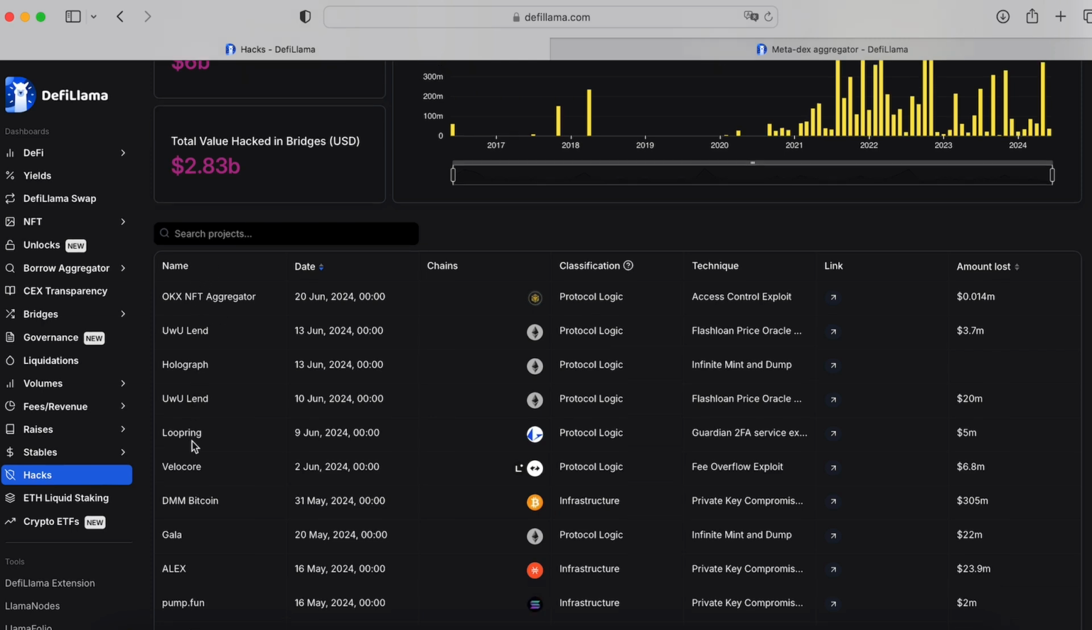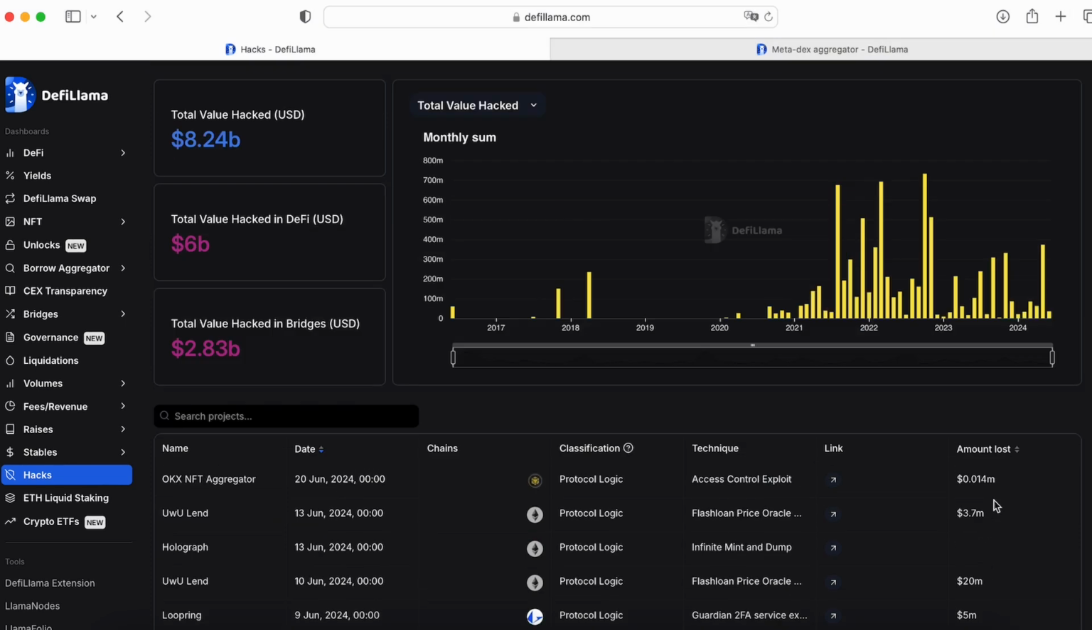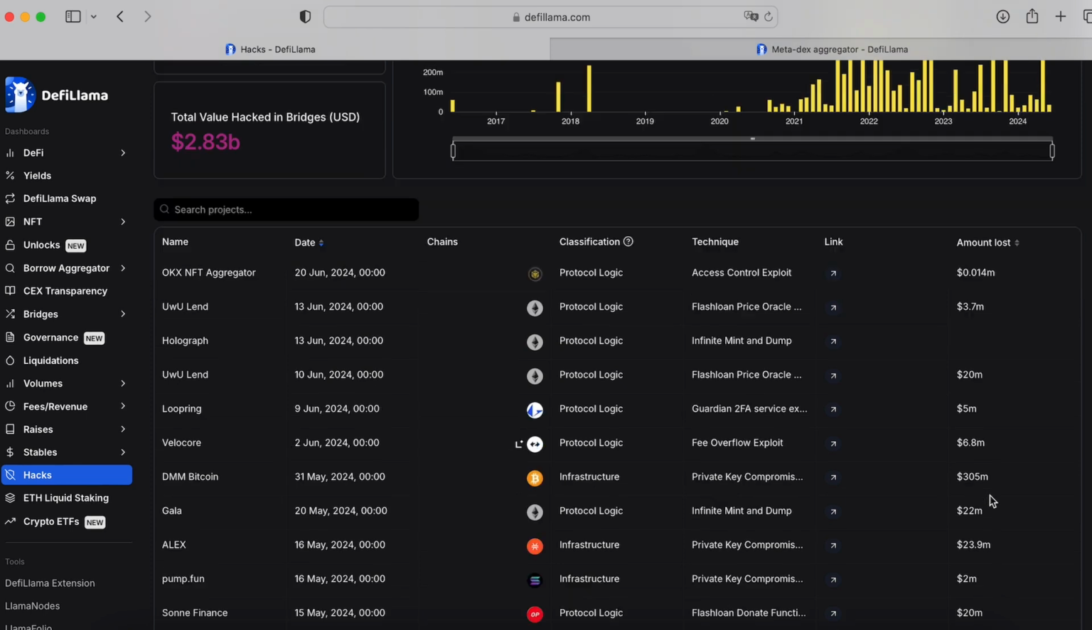This one, for example, was DMM Bitcoin. Just by the end of May, classification: infrastructure problem, private key compromise. So it's crazy, 305 million stolen. It's weird. Take a look. Also, for example, this is Gala. You remember this story with Gala? May 20, classification: protocol logic, infinite mint and dump. So it was pretty weird, 22 million stolen.